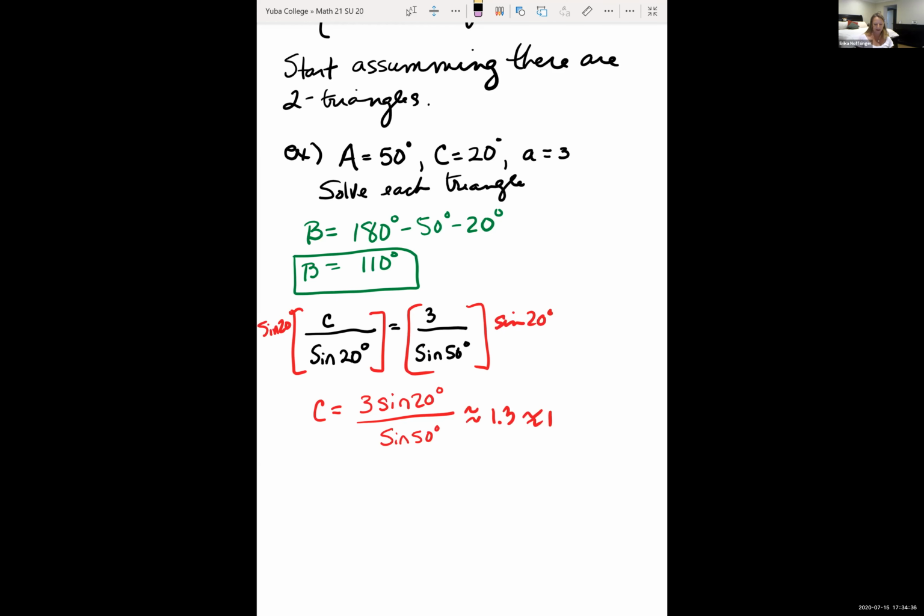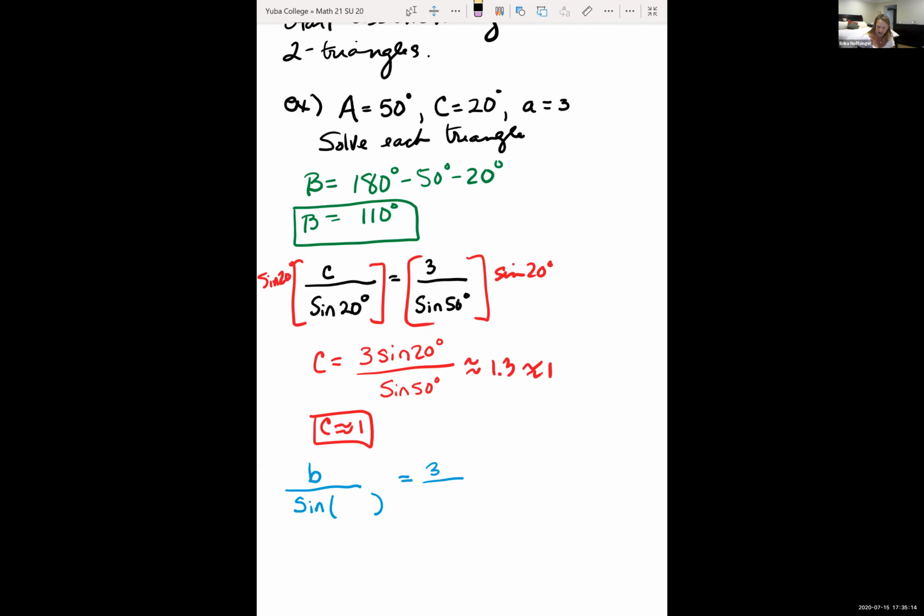So now, we're almost there. All we need to do now is find side B. So this is where I don't want to use the information I found because I really did round it a lot. Side B all over sine of angle B. Well, we found that first. That was 110 degrees is equal to, and I'm going to use the ones that were given, side A, which was 3, all over sine of 50.